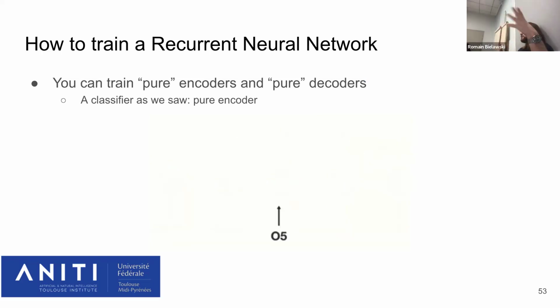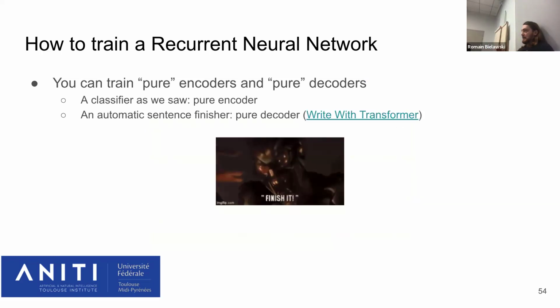I just want to say that you can train pure encoders and pure decoders. So it doesn't have to be encoder-decoder all the time. We saw a pure encoder. It was a poor one, but anyway, it's still a pure encoder. And you can also have a pure decoder, which would be something that finishes your sentence, for instance. And this network doesn't really need to have a fixed size embedding or hidden state at some point, because it only needs to generate words.